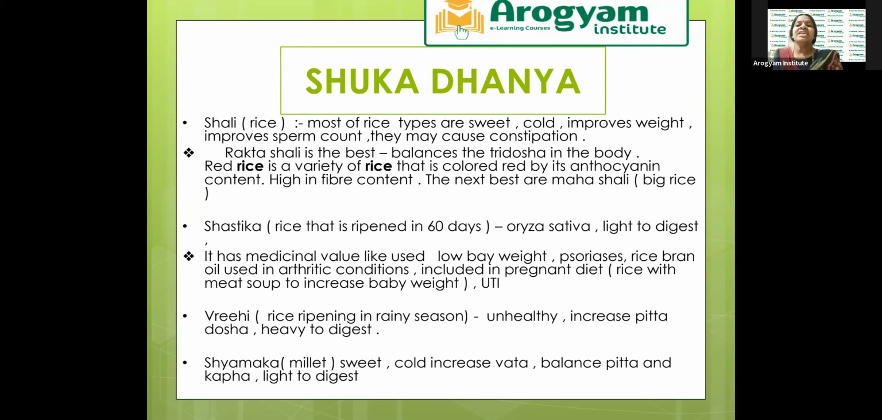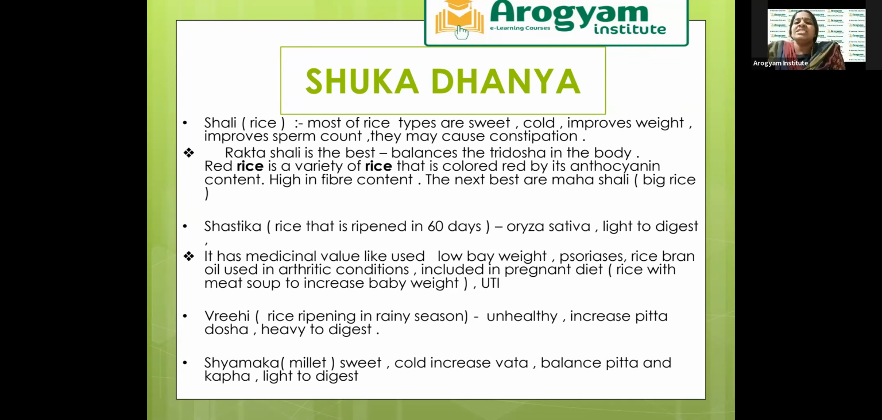So red rice is a variety of rice that is colored red by its anthocyanin content. This is very important. Remember this. It is high in fiber content. The next best is mahashali, that is big rice. So rice में इतना सारा varieties है, and nowadays we find different and newer varieties everywhere in every town, isn't it? So it may differ from one place to another, but rice itself is having the basic qualities like sweet, cold, improves weight and all these.